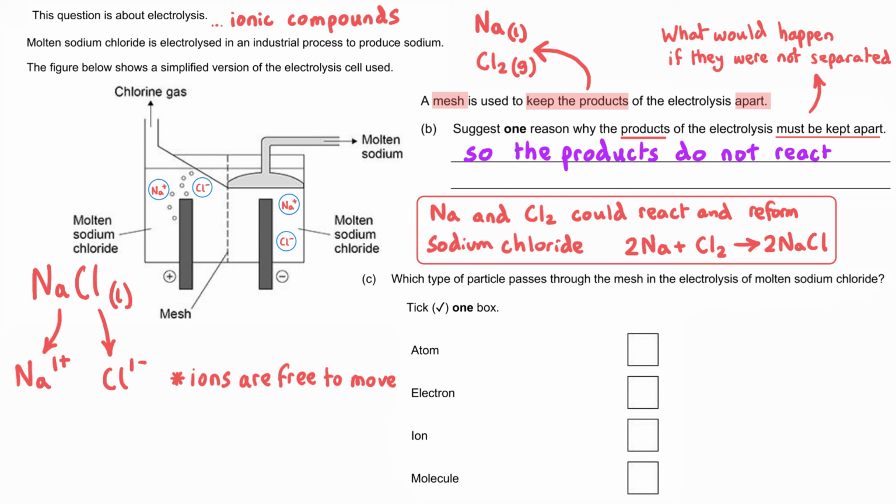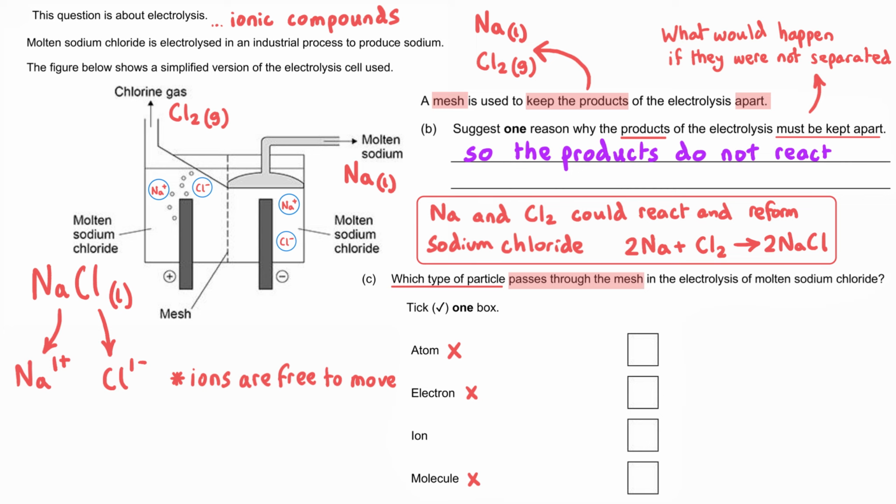Which type of particle passes through the mesh in the electrolysis of molten sodium chloride? Well, first of all, we know that the molten sodium can't be passing through the mesh because we're told that the mesh is keeping the products separated. And so that means sodium atoms can't pass through the mesh, so atoms can't pass through. And similarly, the chlorine gas, which is molecules, can't be passing through the mesh either, so we can rule out molecules as the option. And finally, we can discount the electrons.